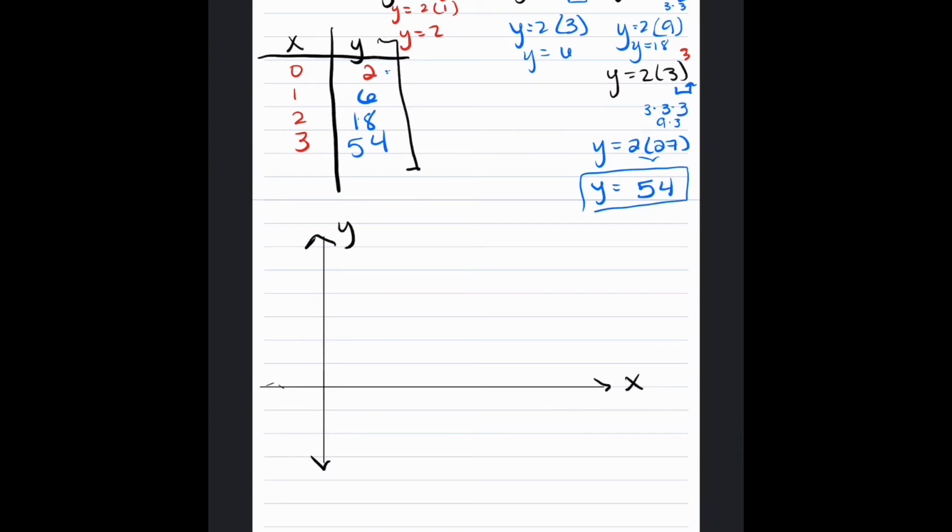On my x, I'm going to start at 0, go 1, 2, 3, and it does keep going, but my table only goes to 3. On my y, I need to get all the way up to 54. 10, 20, 30, 40, 50. We can go ahead and count by tens. It's going to be a little squished at the beginning, but it's all right. And then up here would be 60.